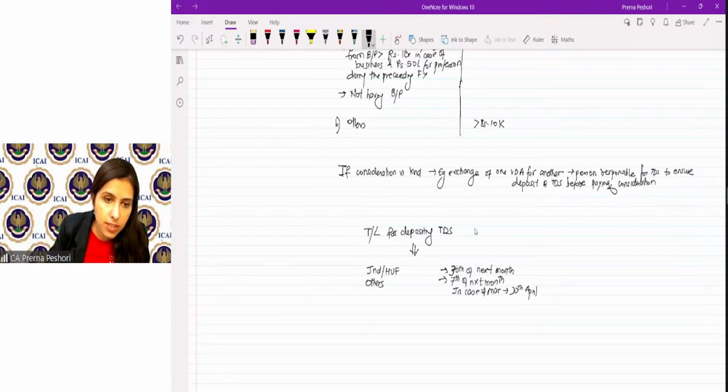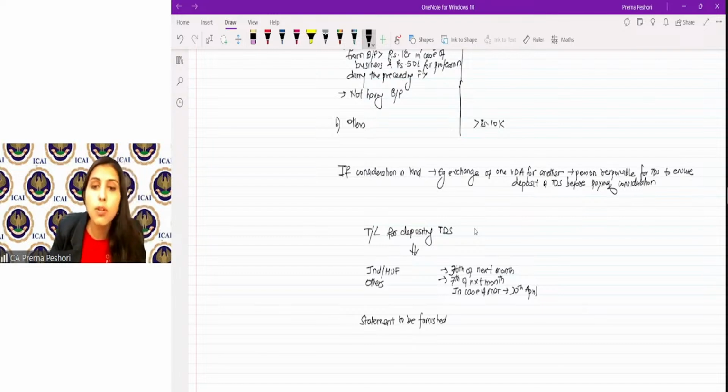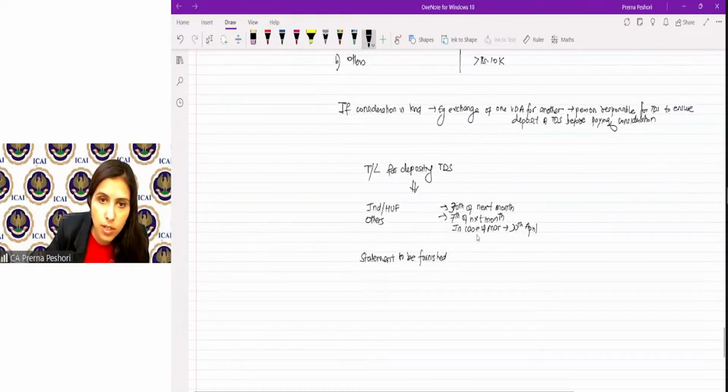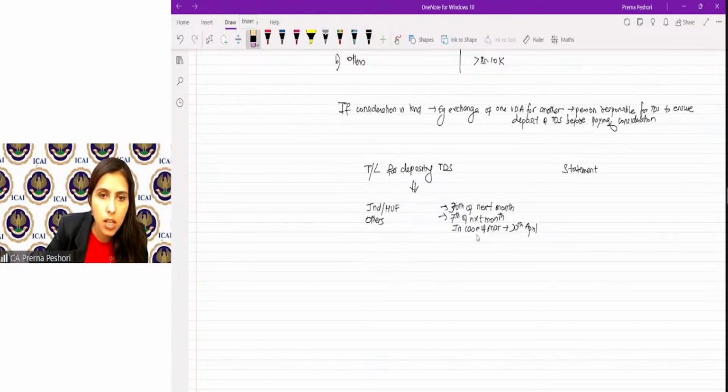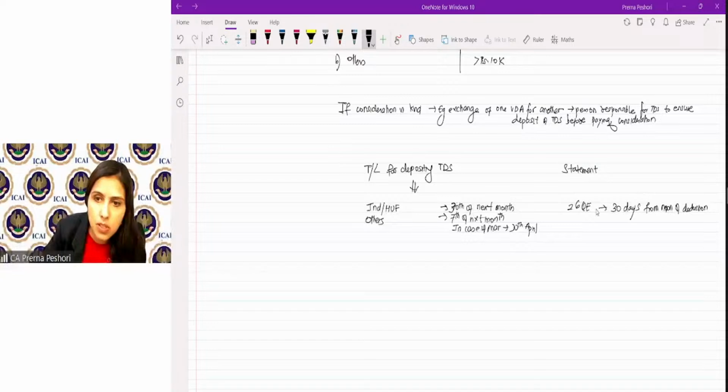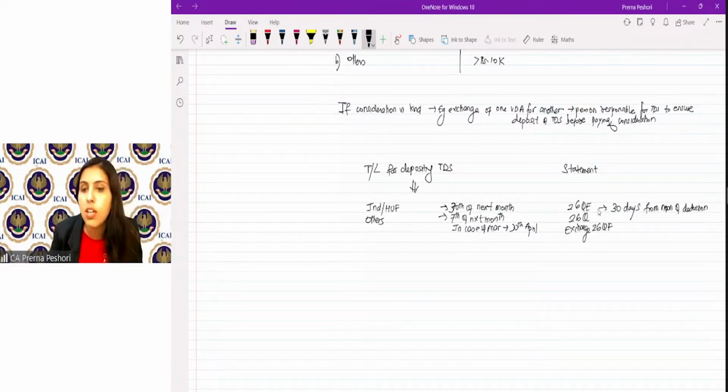Now, statement to be furnished. The statement to be furnished is, again, for individual, you can write like this only. Statement to be furnished is Form 26QE for the individuals, within again 30 days from the month of deduction. In case of any other person, it is 26Q. And for exchange, this is 26QF. What is the time limit?